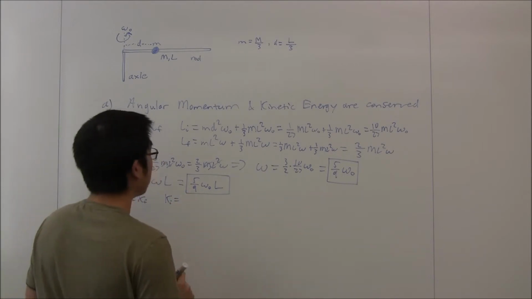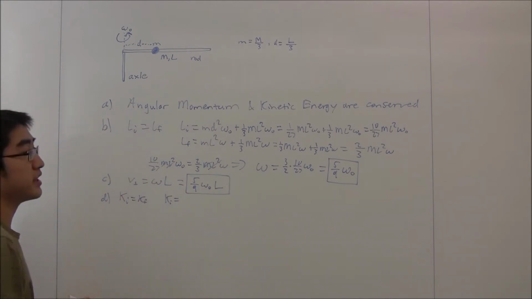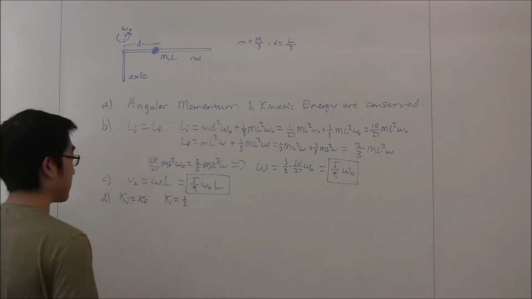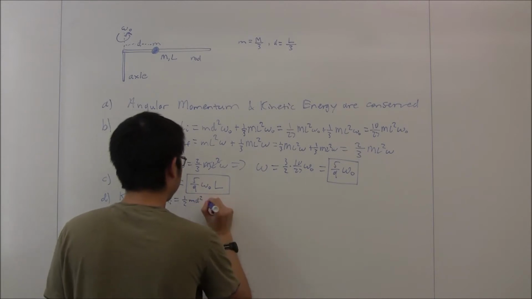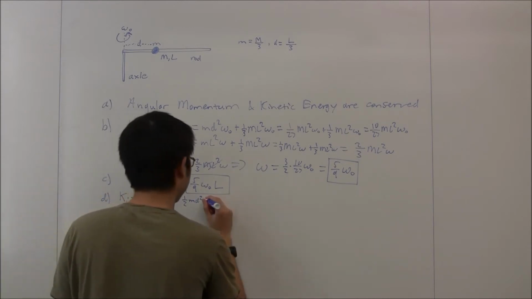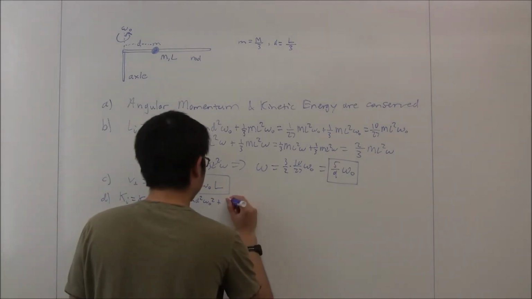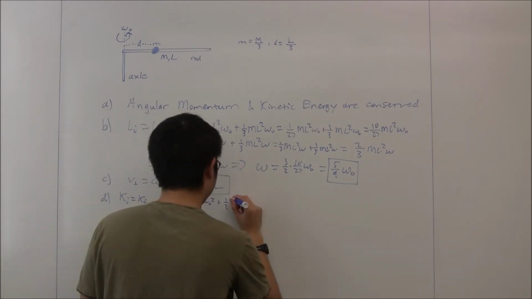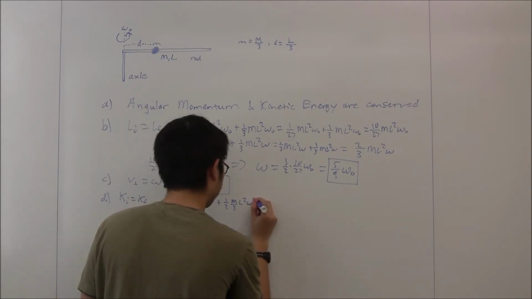The kinetic energy of the system is going to be the sum of the kinetic energies of the bead and the rod. So for the bead, it's going to be half of its moment of inertia, md squared, times its angular velocity squared, so omega naught squared. And similarly, for the rod, it's going to be half of the moment of inertia for the rod, which is going to be 1/3 ml squared times its angular velocity omega naught squared.